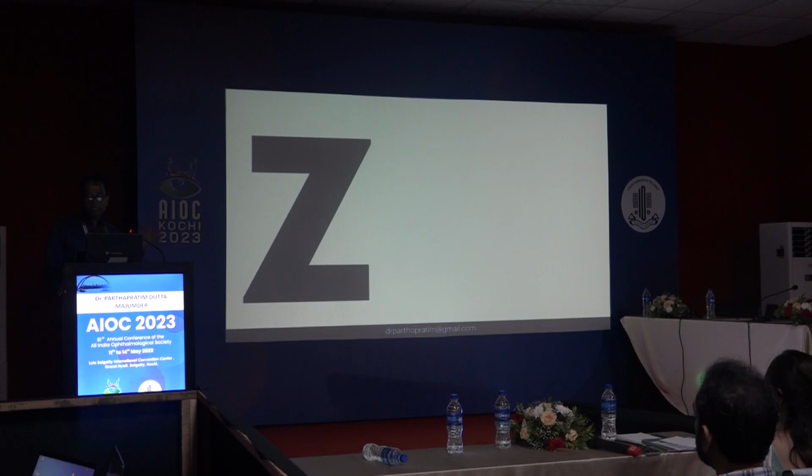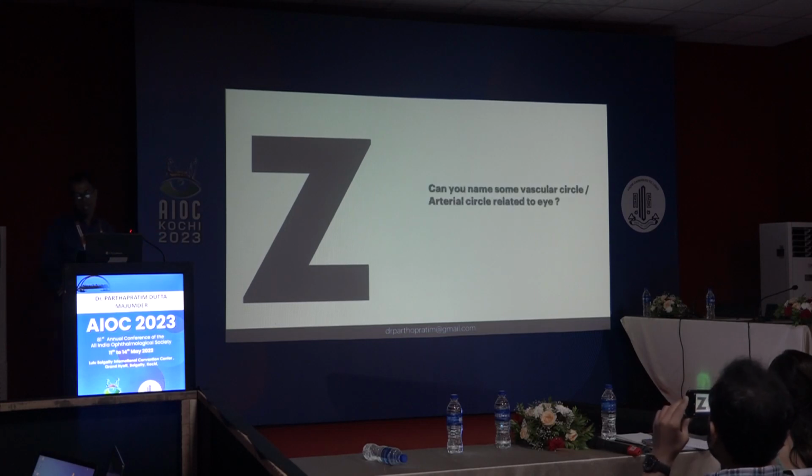So now coming to this Z. Can you name some vascular circle or arterial circle related to the eye with Z? Circle of? Correct. And there are many circles you have to remember, not only Z. Can you name other arterial circles? What are the arterial circles we have? In the entire eye, how many?